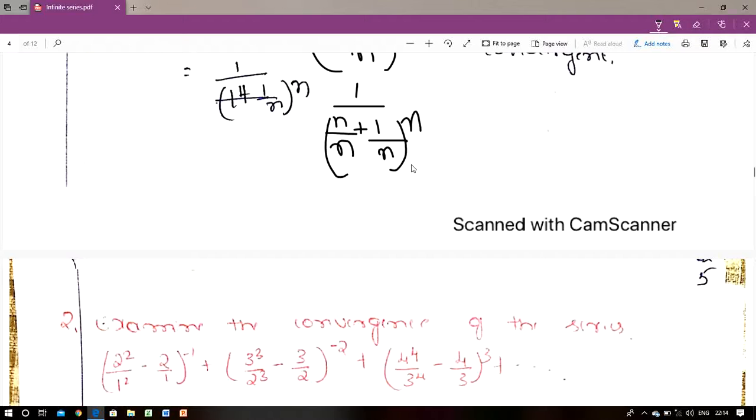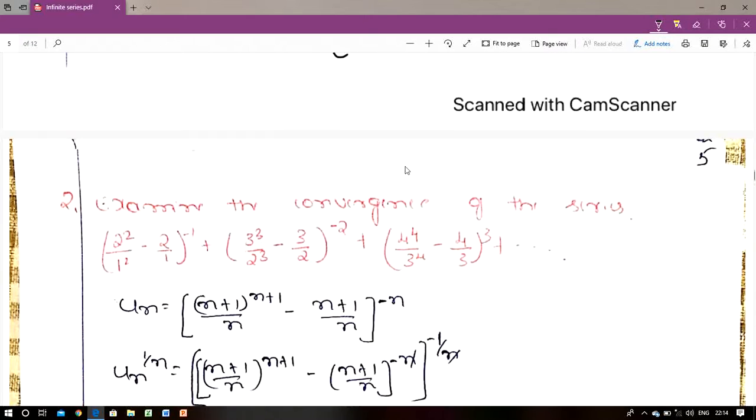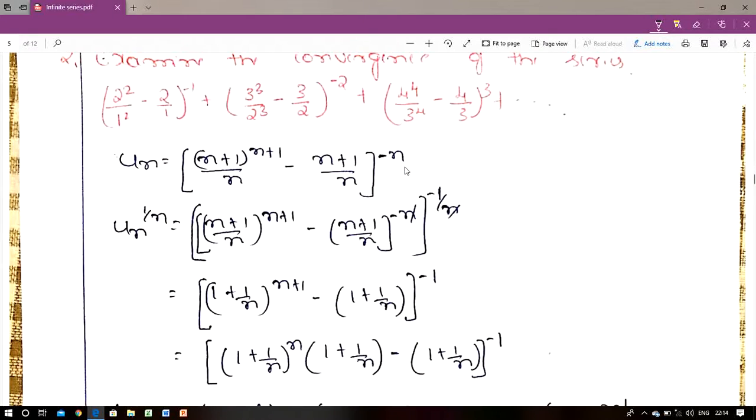Here we have to check whether the given series is convergent or divergent according to Cauchy's root test. Next we come to another problem.